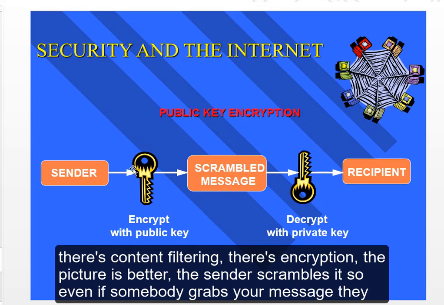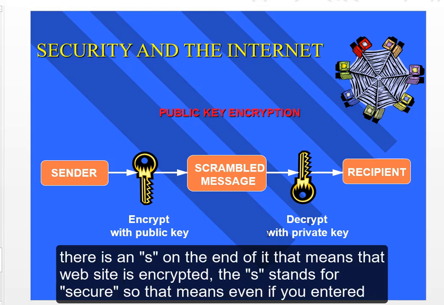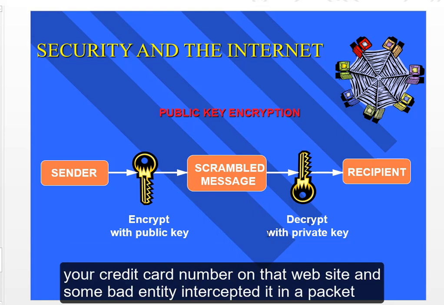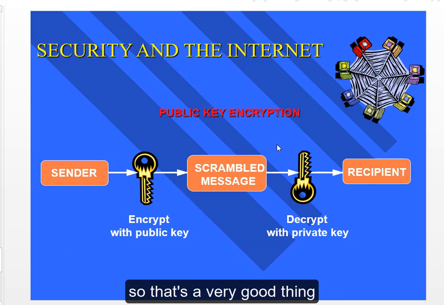The picture's better. The sender scrambles it, so even if somebody grabs your message, they can't understand what it is. If a website starts with HTTPS, if there is an S on the end of it, that means that website is encrypted. The S stands for secure. So that means even if you entered your credit card number on that website and some bad entity intercepted it in a packet, it would be scrambled, and so that person would not be able to see your credit card number. So that's a very good thing.